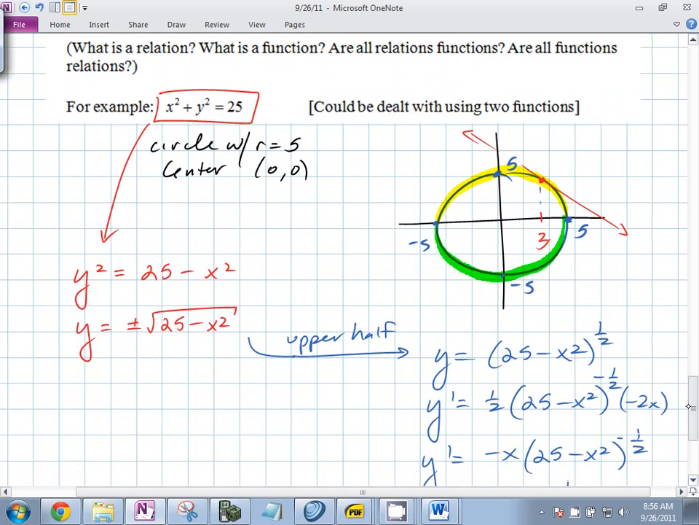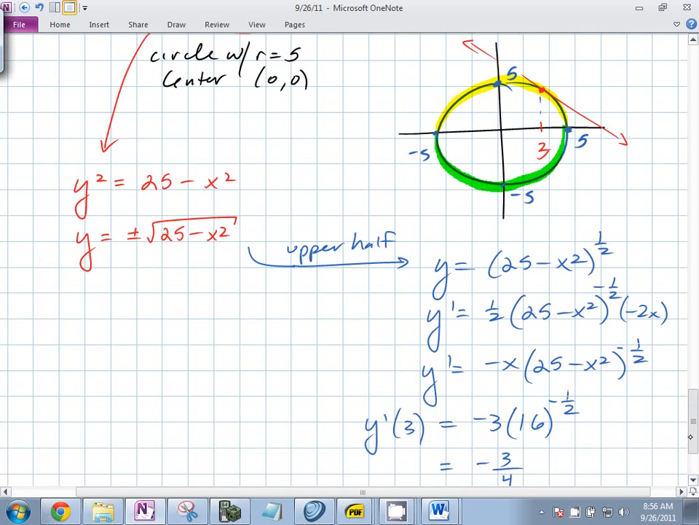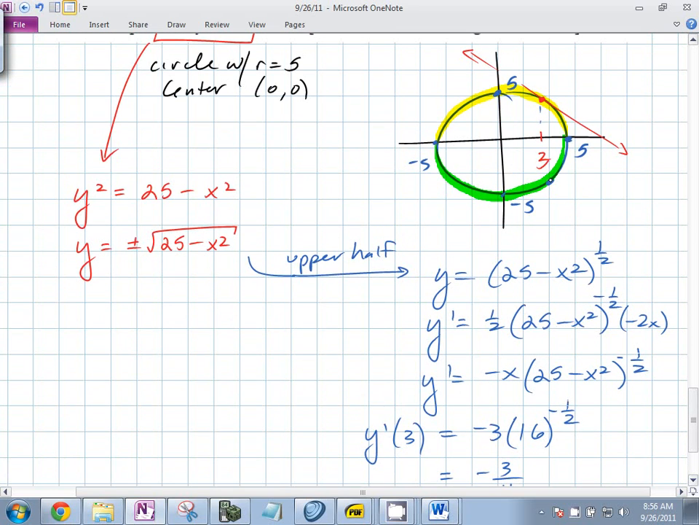Looks like it. Absolutely. Let's say we wanted the slope at 3, but on the bottom arc. What's the only thing you would change? The negative sign. So that would actually be 3/4, while this slope is negative 3/4. That's really fun, right?